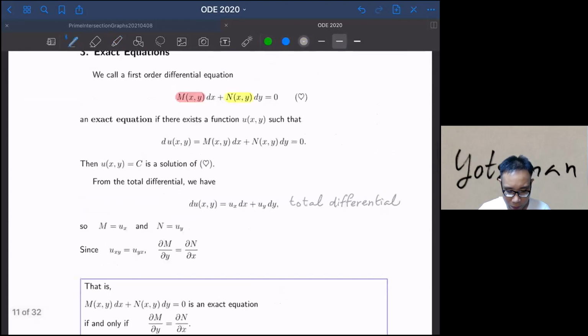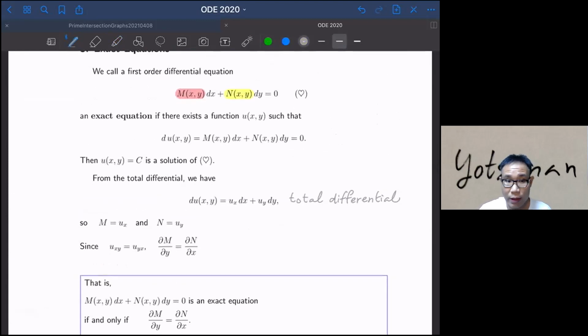The next thing is, we would like to know whether it's going to be exact. So we're going to find a condition in order to test whether the equation turns out to be an exact equation. So we know that your M turns out to be u_x. Okay, so you have du equal to M dx plus N dy. So you're gonna have M turn out to be u_x, and you have N turn out to be u_y. Okay, so this one here and this one here. So you have M equal to u_x and N equal to u_y.